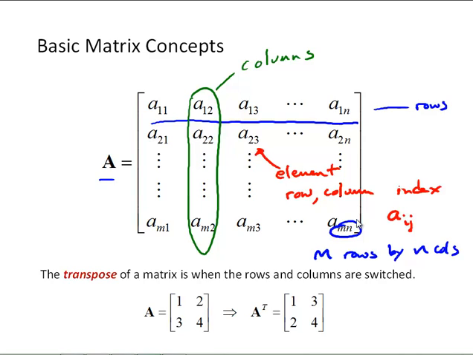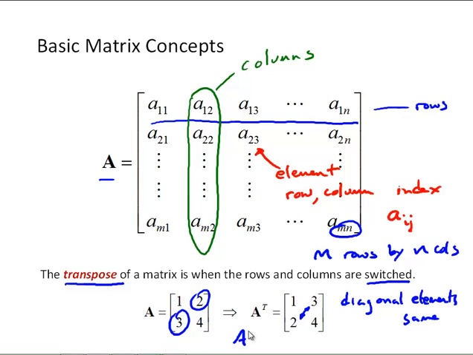Once we have a matrix, one basic concept we can introduce is the transpose of a matrix. The transpose of a matrix is when the rows and columns are switched. So here's a simple example with a 2 by 2 matrix. We see the diagonal elements stay the same, and we've just basically switched the 3 and the 2 in the transpose. The transpose operator in MATLAB is an apostrophe.